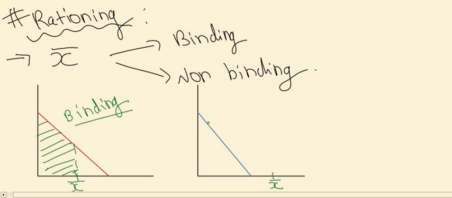Now in this case, our restricted quantity is X bar, which lies outside the budget set of the consumer. So it is not impacting the consumer. He can now consume any amount of good X under his budget. So it is a non-binding rationing constraint.